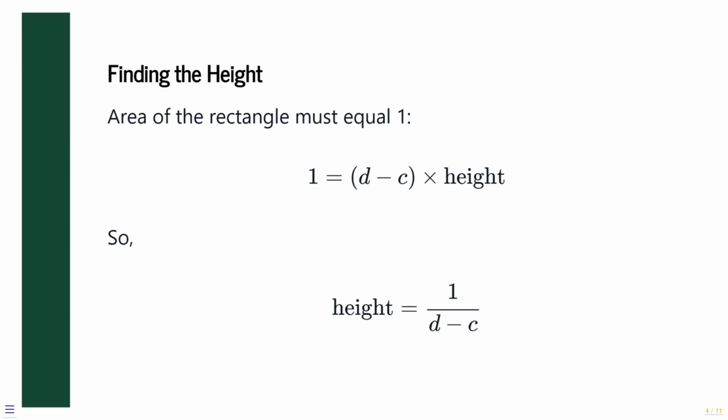Now we determine the height of the uniform density. Since the graph is a rectangle, its area equals base times height. The base is the interval length, which is d minus c. Because the total area must equal 1, we set 1 equal to (d minus c) times height. Solving for height gives 1 over (d minus c). This ensures the density is properly scaled to represent a valid probability distribution.